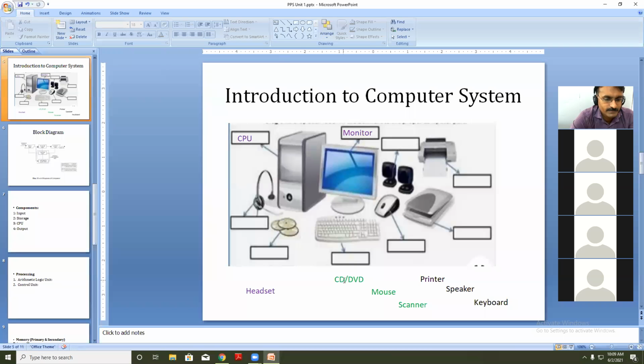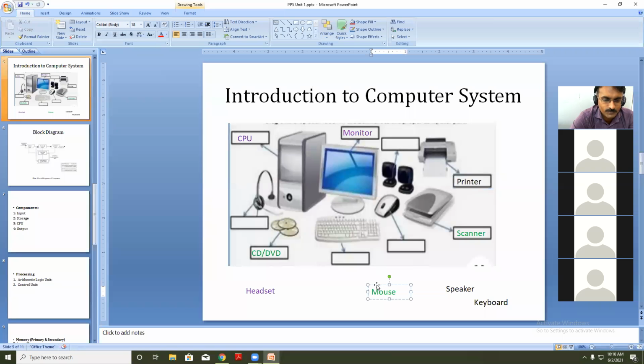CD. Yes, DVD, CDs or DVDs. Then this, scanner. Correct, scanner. Now this one, printer. Printer, correct. Then this one, mouse.